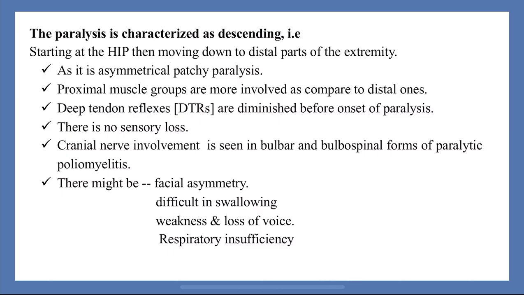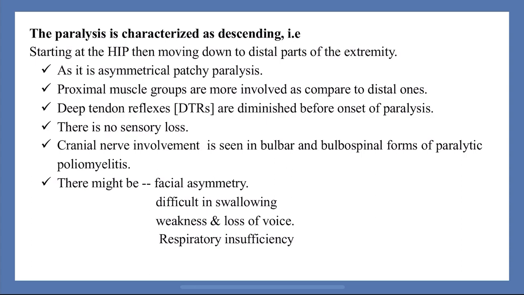The paralysis, how is it going to progress? The paralysis progression is seen to reach its maximum in the majority of the cases in less than 4 days. The paralysis is characterized by descending paralysis, wherein it starts at the hip and then it moves down. Since it is descending paralysis, it is moving down to the distal parts of the extremities. As it is asymmetrical, patchy paralysis, the muscle strength is going to vary in different muscle groups of the different limbs.